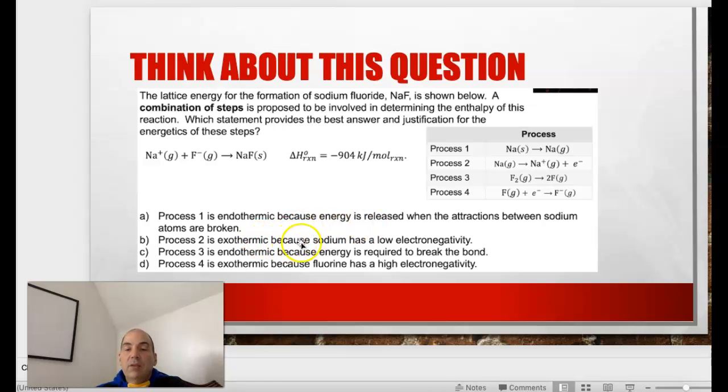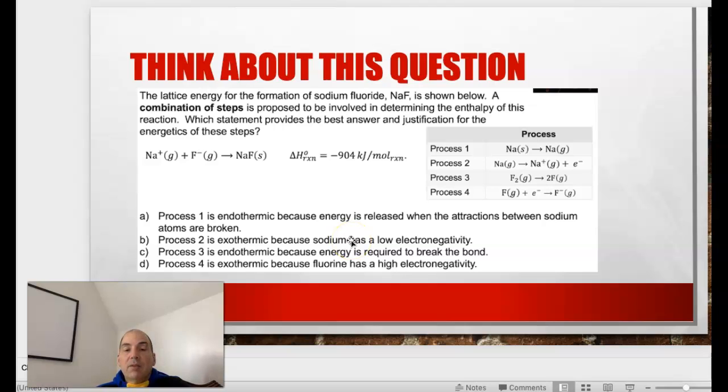Process two is exothermic because sodium has a low electronegativity. All right, well, let's look at this. We are definitely breaking an electron off. We're breaking an electrical attraction, okay? Breaking should be an endothermic process, not exo. Got to disagree with number 2 there.